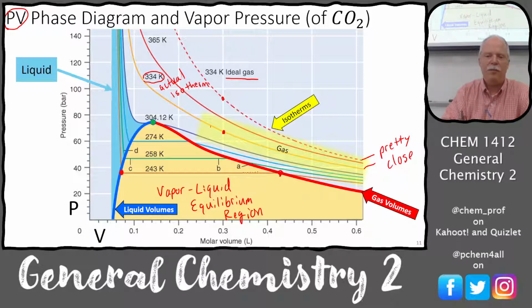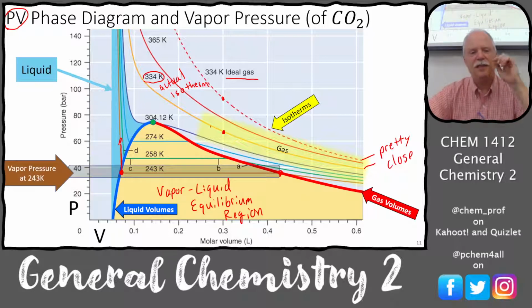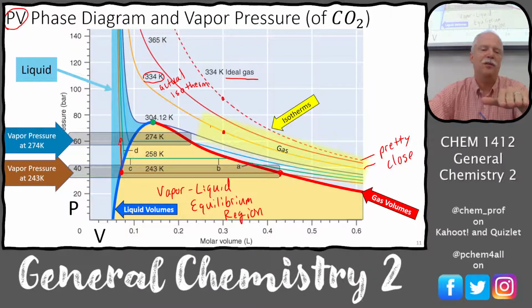And if I keep compressing on it, all I really do is just change the proportionality of the gas and the liquid till I get to this volume. And now I'm just pressing on just the liquid, and this is that steep rise of the non-compressible liquid. So this line straight across is the vapor pressure of CO2 at 243 Kelvin. And this line is the vapor pressure at 274.